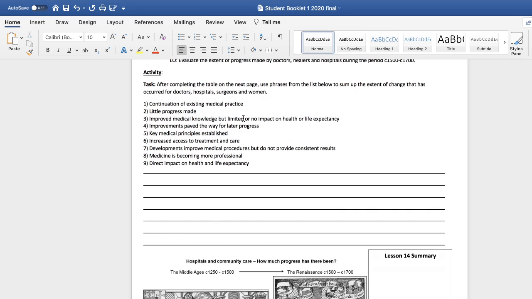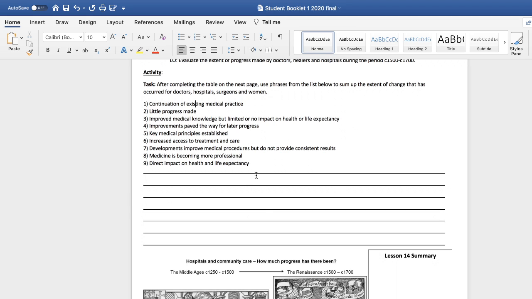continuation of existing medical practice, little progress made, improved medical knowledge but limited or no impact on health or life expectancy, improvement paved the way for later progress, key medical principles established, increased access to treatment and care, developments improve medical procedures but do not provide consistent results, medicine is becoming more professional, direct impact on health and life expectancy. So those are just some phrases in which you can assess change.